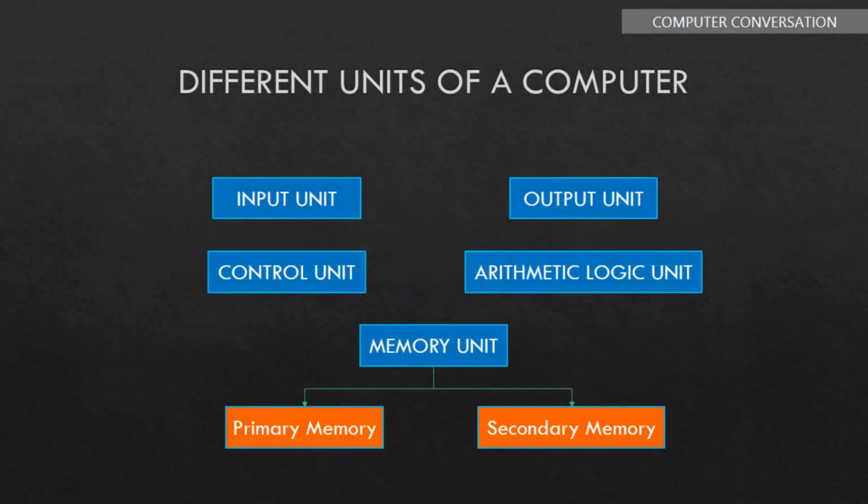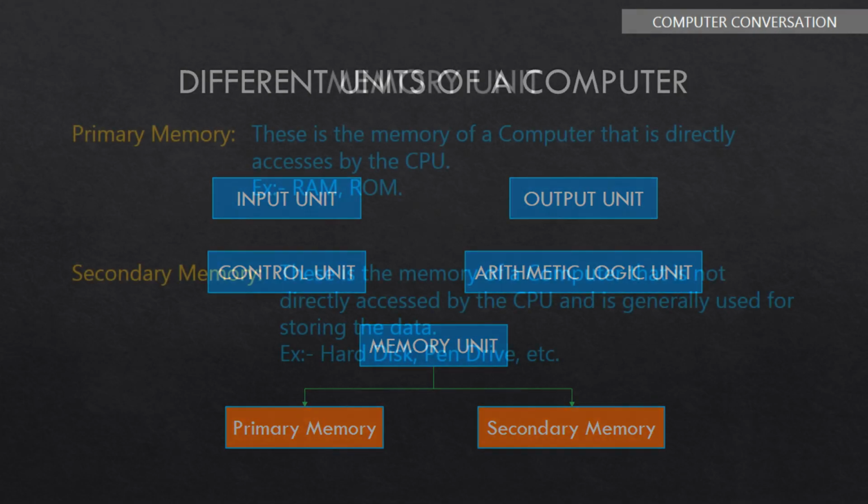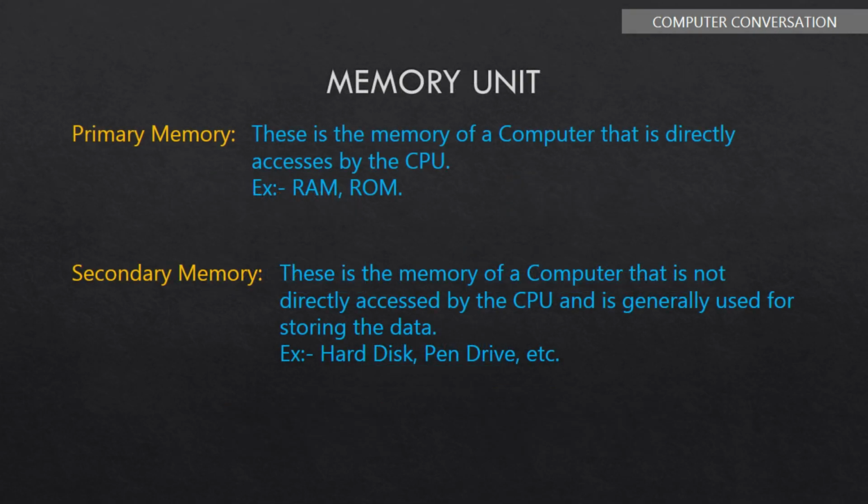Now there are two types of memory under memory unit. One is primary memory, another is secondary memory. Primary memory is the memory inside the computer that is directly accessed by the CPU. Examples are RAM and ROM. These can be further classified, which I will discuss in the future videos.